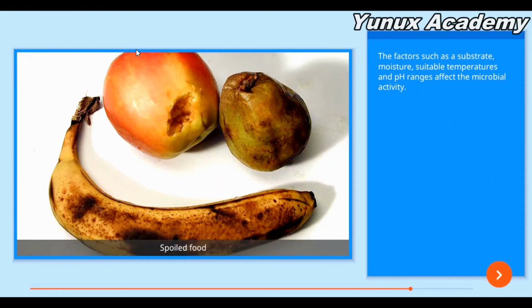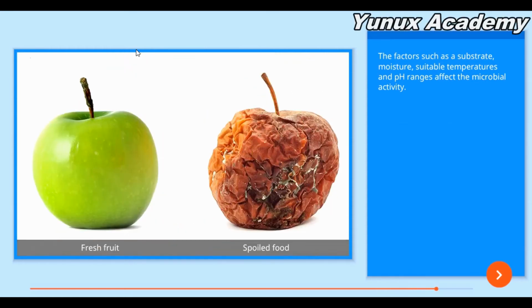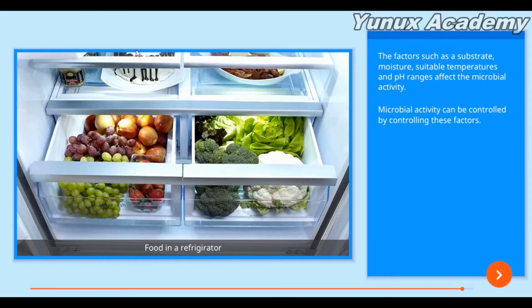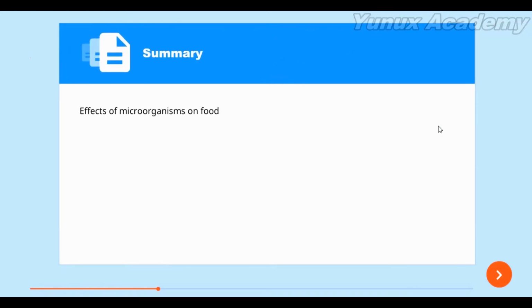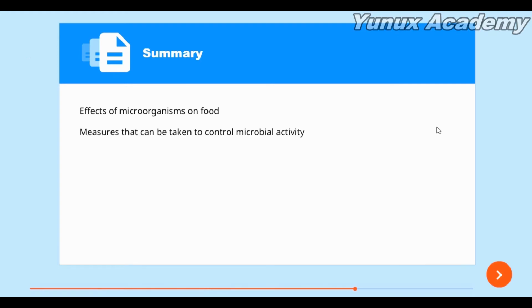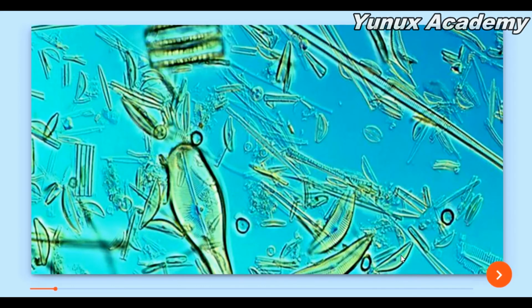The factors such as a substrate, moisture, suitable temperatures, and in addition to that, the pH range of the medium also affect the microbial activity. Microbial activity can be controlled by controlling these factors. In this lesson, we studied about different effects of microorganisms on food, and measures that can be taken to control microbial activity on food. Let's identify uses of microorganisms for different industries.